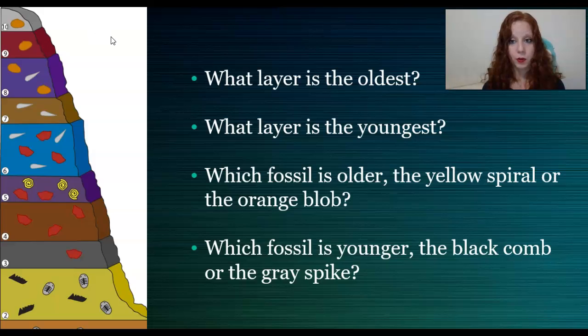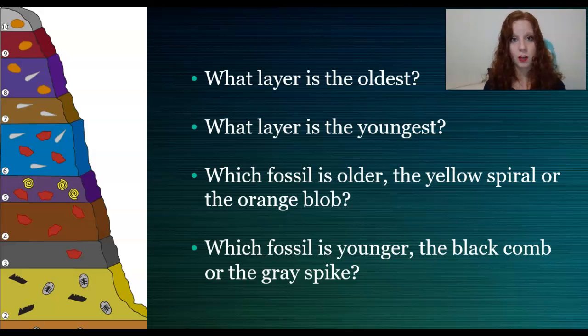The fossil that's older, yellow spiral or orange blob? Well, there are orange blobs up here. There are yellow spirals down here. Low is old, so yellow spiral. Which one's youngest, the black comb or the gray spike? Gray spike's farther up top. It's the youngest. These are usually pretty simple gimme questions that in the past haven't been too terrible, and there's usually 2 or 3 of them on the test. So don't psych yourself out and overthink these, and they're usually pretty easy.